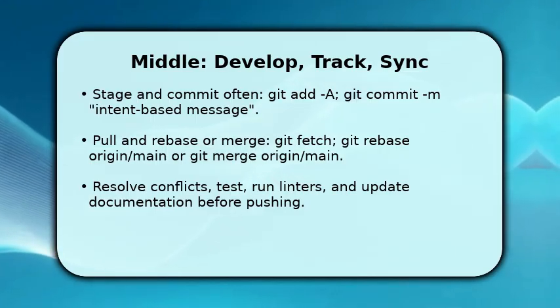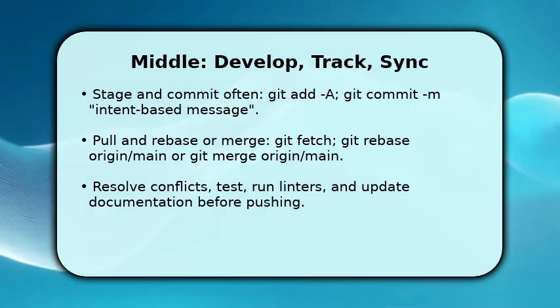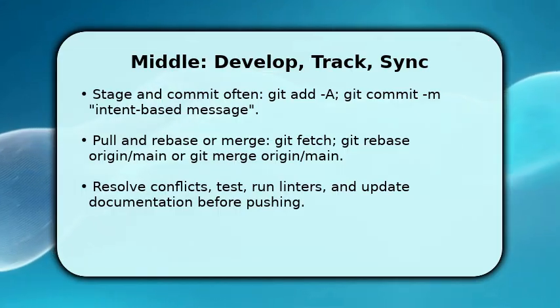Before pushing, synchronize with the remote to avoid surprises by fetching and rebasing or merging the main branch. Rebasing keeps a linear history, merging preserves context. Choose one consistently. If conflicts appear, resolve them thoughtfully, run tests again, and update docs or change logs.